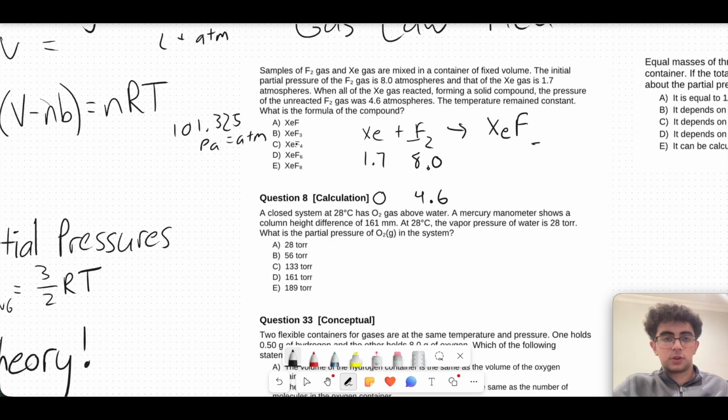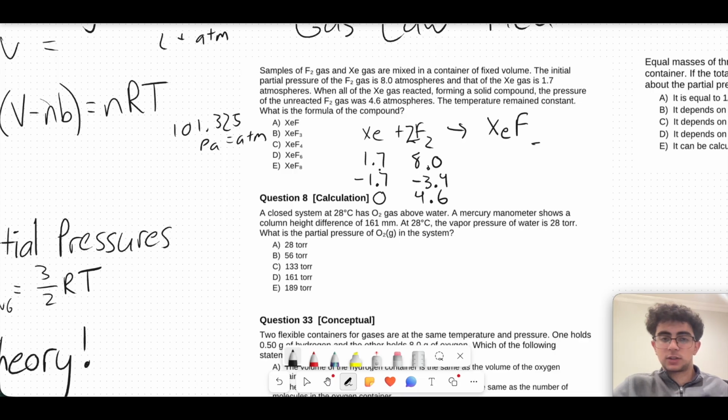We don't know how many F's there are. We do know there's going to be one Xe. And we're told that the Xe fully reacts, and F2 starts at 8, and then it ends up at 4.6. That means that Xe lost 1.7, and F2 lost 3.4. So notice how F2 lost double of Xe. That means that F2 has a coefficient of 2.